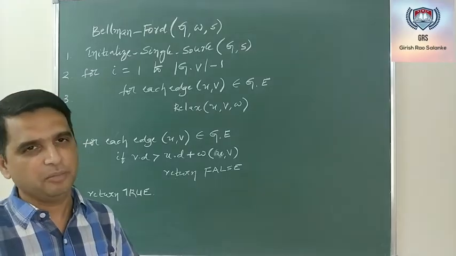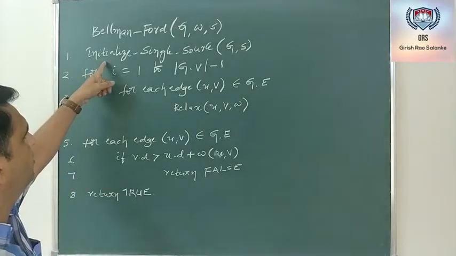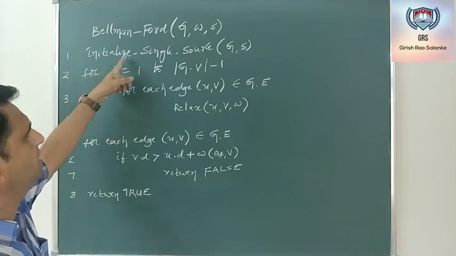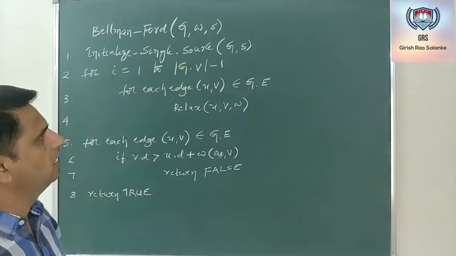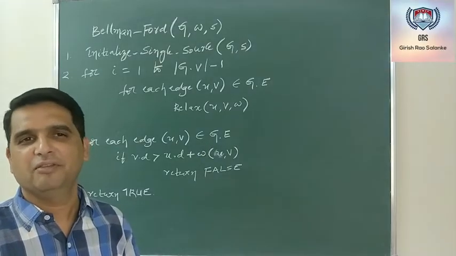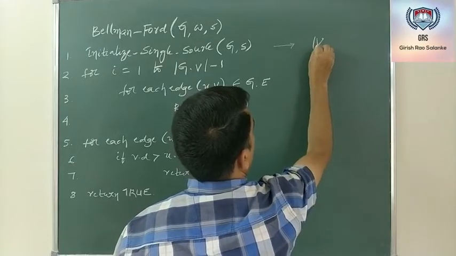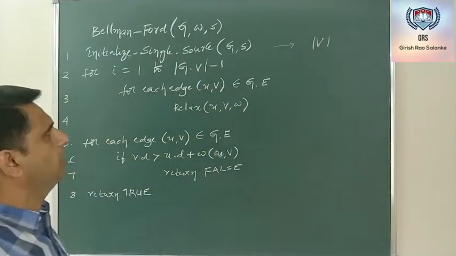Now coming to the time complexity of the Bellman-Ford algorithm. How much time does the first step take? It is the initialize single source pseudocode. It depends upon how many vertices there are. So the first step takes order of V time, depending upon the number of vertices.